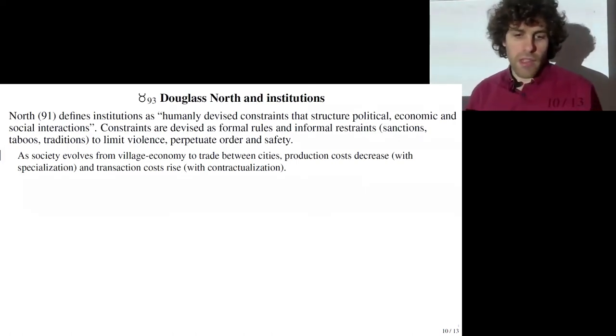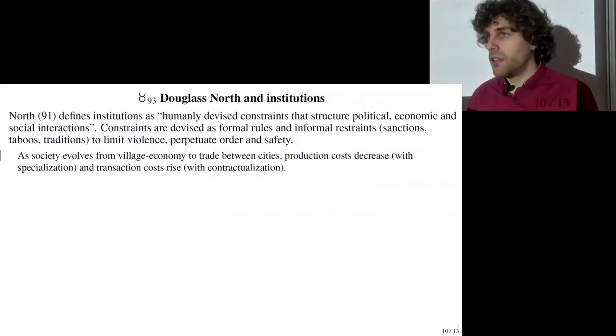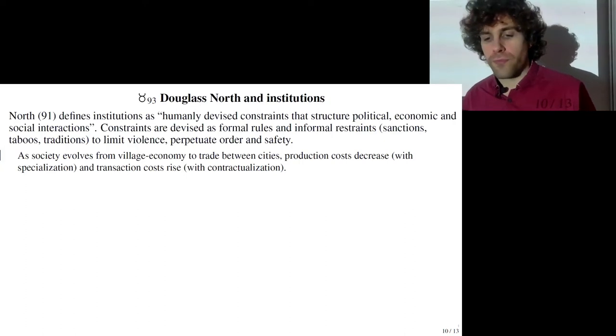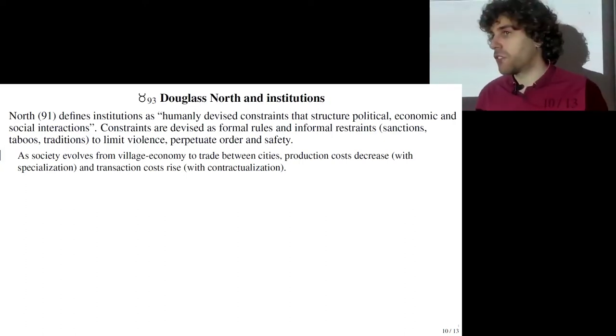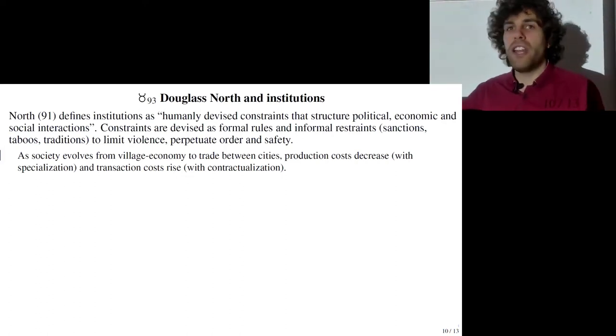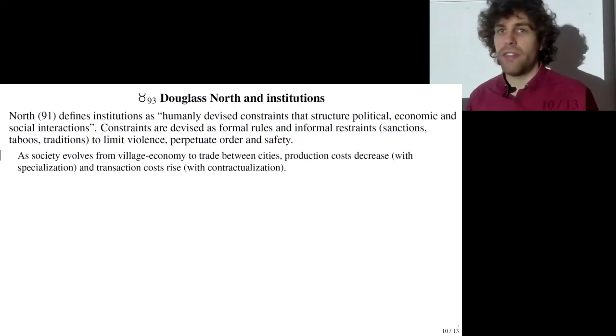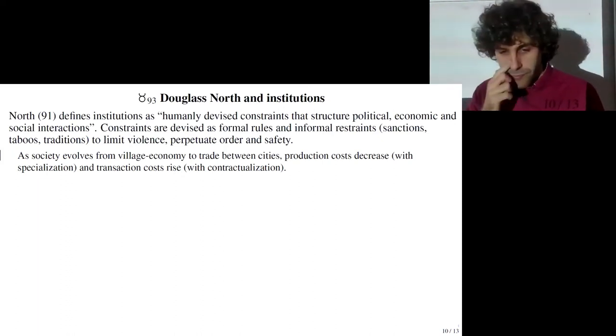Now, when villages start to trade with each other, it allows them to decrease the production cost because some villages will specialize. Let's say a coastal village will specialize in fishing and an inner village in mining, and then they will trade the fish against metal.